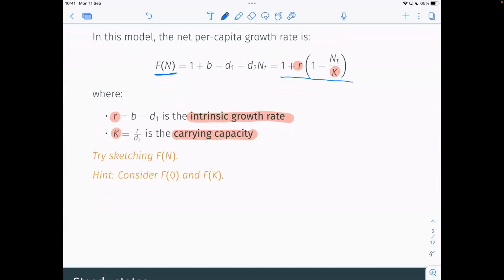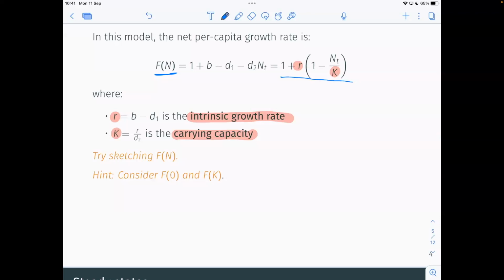If you're not familiar with how to sketch curves, there are good things to think about. When does it cross the y-axis? So f of 0, when does it equal 0? Think about, for example, what happens if you substitute k into this for n. So set n equal to k, what happens? Think about what happens when it's crossing the axes. That gives you points to anchor a function down.